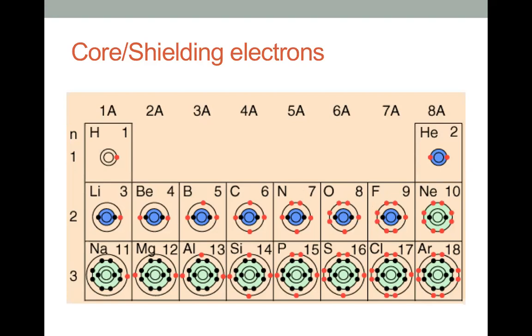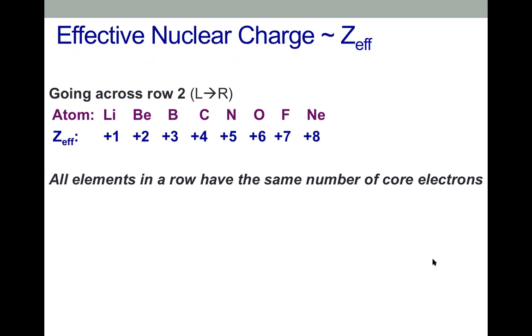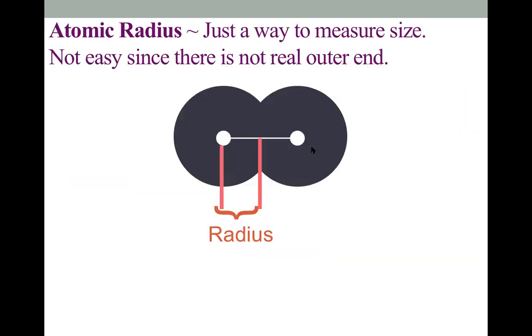If you get on to row 3, same thing. In row 3, they all have 2 in the first shell, 8 in the second shell, and so you have 10 core electrons. And that will happen all the way across the third row. So again, going across the third row, 10 core electrons, so the same thing happens. You're adding a proton, and you have the same shielding, so ZF increases. Okay? So that's why we see these numbers increase as we go across.